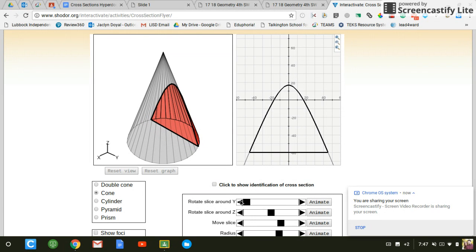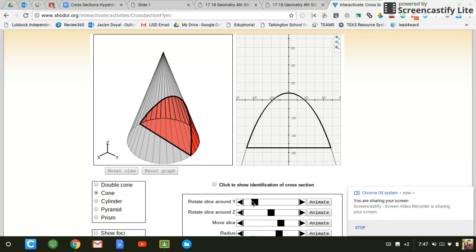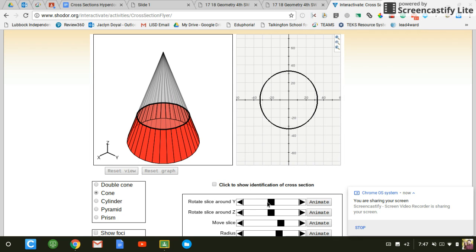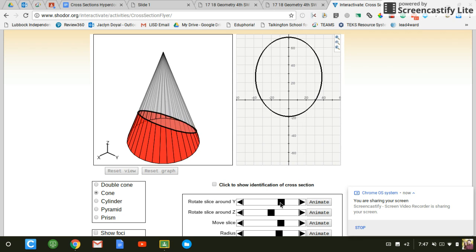So the closer you get to perpendicular to the base, it looks like a parabola. And then as it gets parallel to the base, it looks like what kind of shape? You can continue playing around with it and go the opposite direction.